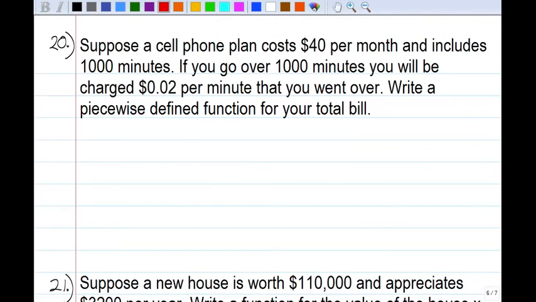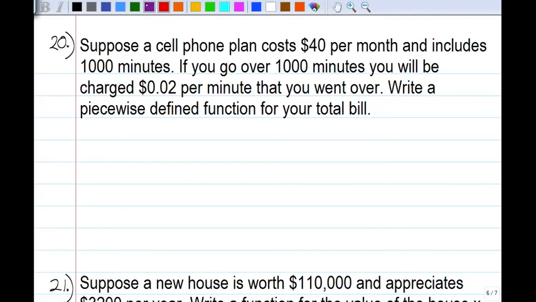Suppose a cell phone plan costs $40 per month and includes 1,000 minutes. If you go over 1,000 minutes, you will be charged 2 cents per minute that you went over. Write a piecewise defined function for your total bill. Okay, so that just means we have two different situations. Either you went over your minutes or you didn't.